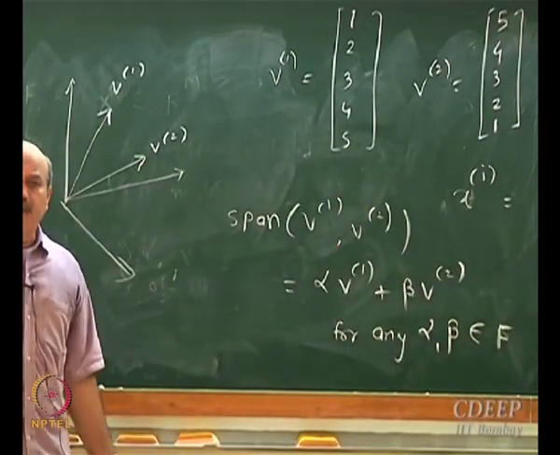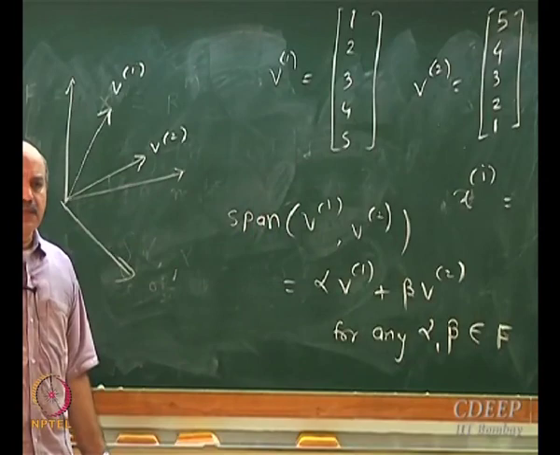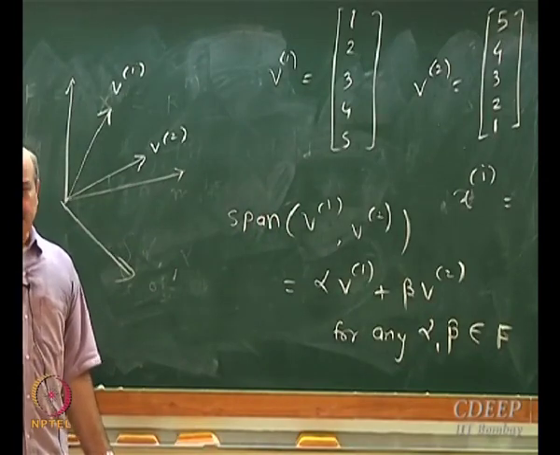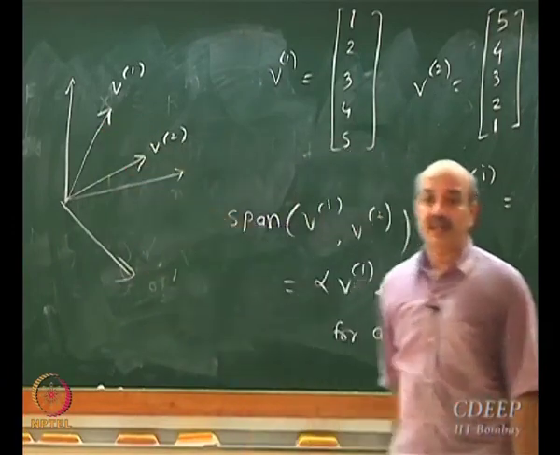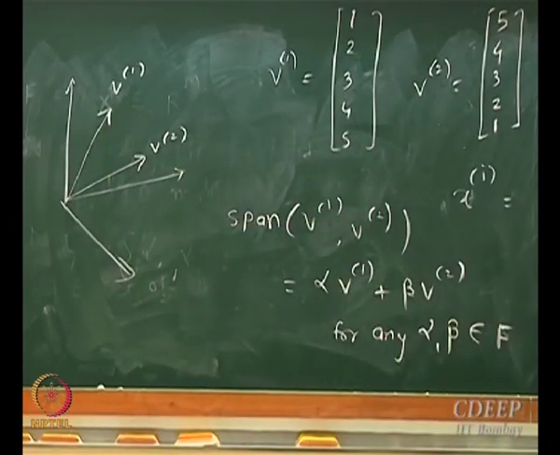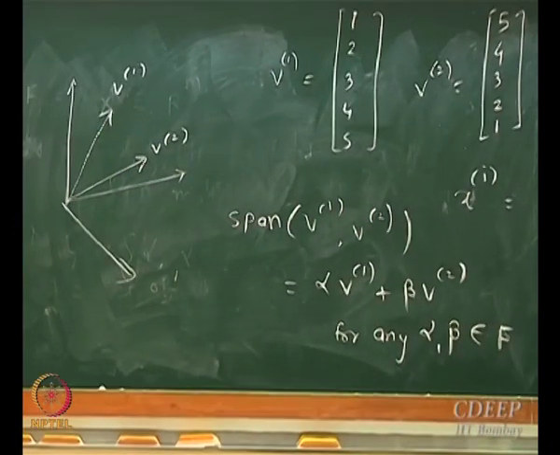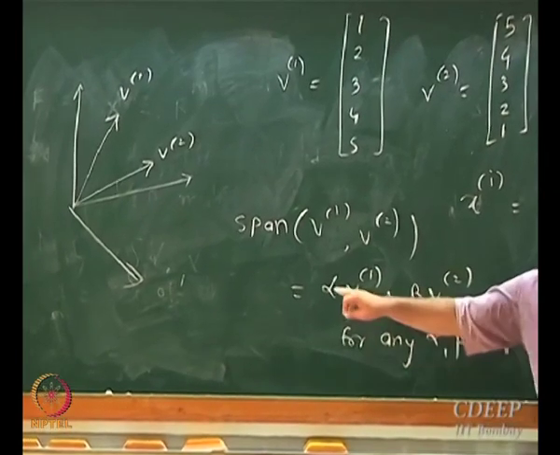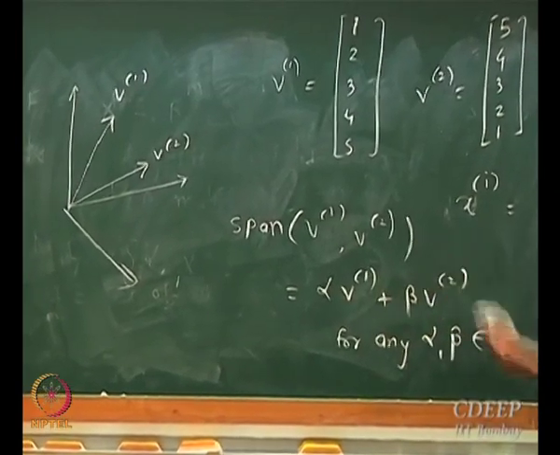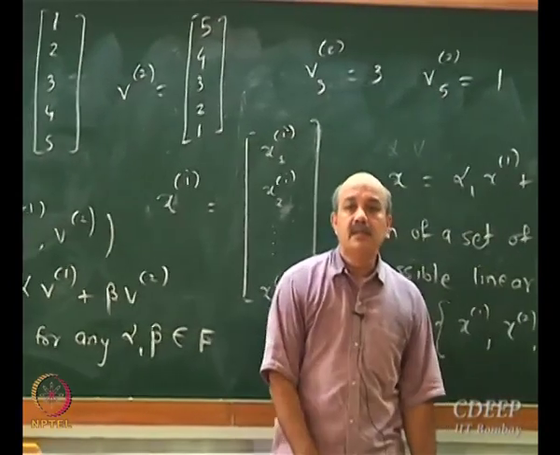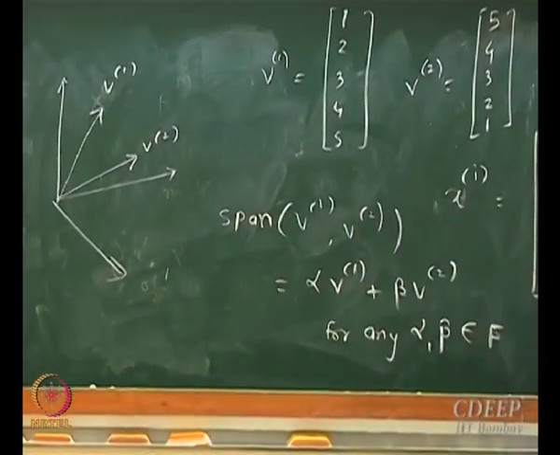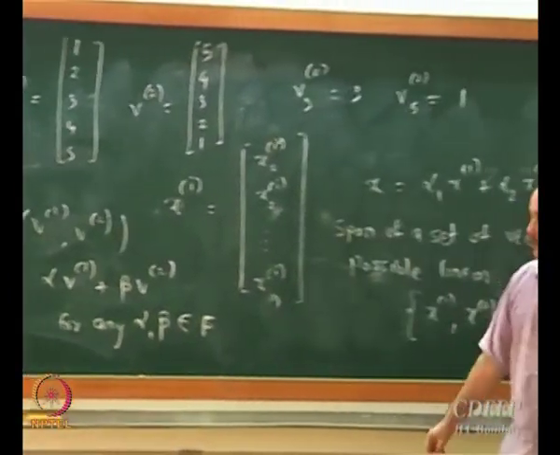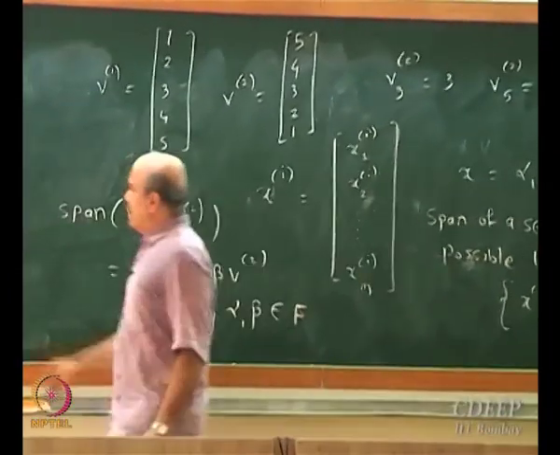Field F here is real numbers. What is this set? It's a plane passing through the origin, because we have two linearly independent vectors, and we have to define what is linear independence. So for two linearly independent vectors, if I take all possible linear combinations, then what I get is the span, and the span is nothing but a plane.